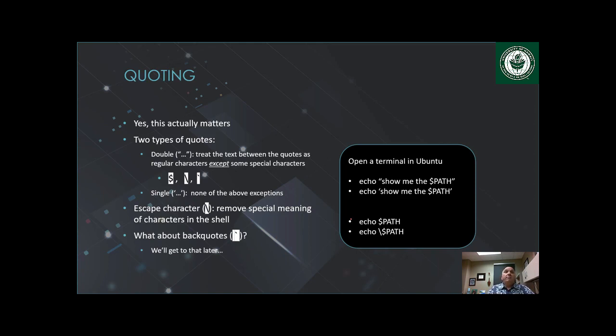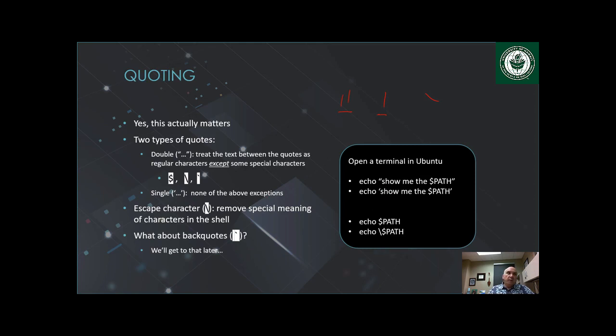So there are three types of quotes that matter. We have the double quotes, we have single quotes, and then there's something called a backtick or a back quote, and we'll get to that in the next slide here. But whether you use these quotes matters because it executes differently on the inside. And you'll see here in the terminal screen me going through this echo, show me the $PATH using different quotes.